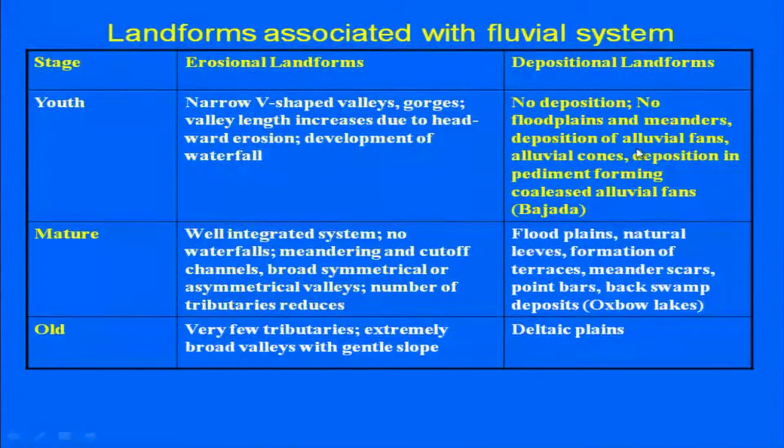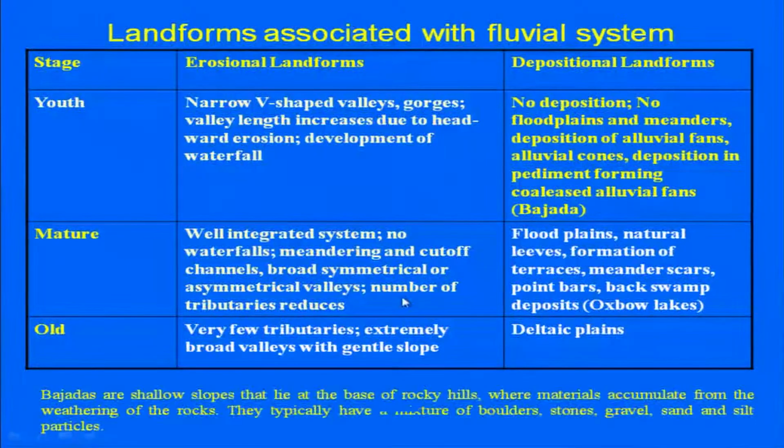Deposition of alluvial fans will be seen in the youth state because there will be dumping at the mountain fronts: alluvial cones, and deposition in the Piedmont resulting in the formation of coalesced alluvial fans. This coalesced alluvial fan has another term, bajadas. Now these bajadas are the shallow slopes that lie at the base of rocky hills, where material accumulates from the weathering of rocks. They typically have a mixture of boulders, stones, sand and silt particles.